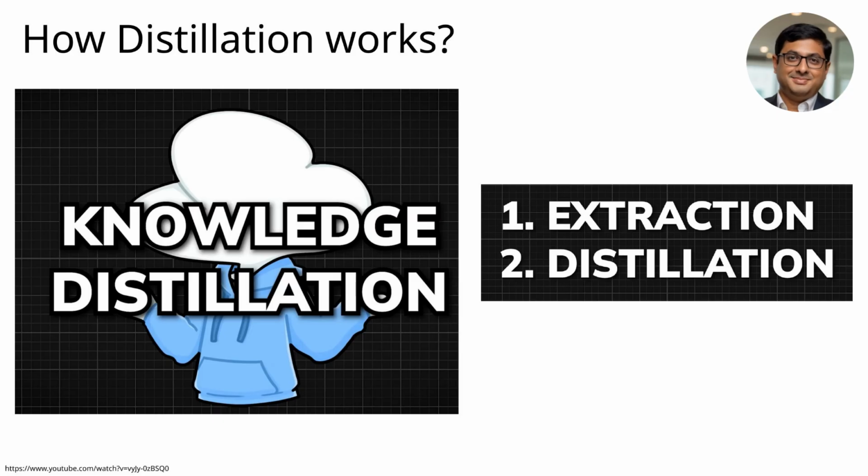Let's now see the steps of distillation. There are two major steps. First is extraction, and second is distillation. In the first step of extraction, training data is sampled from the teacher model, and in the second stage of distillation, the student model is trained using this training data. Let us understand each of these steps.